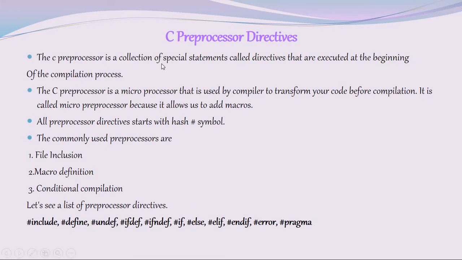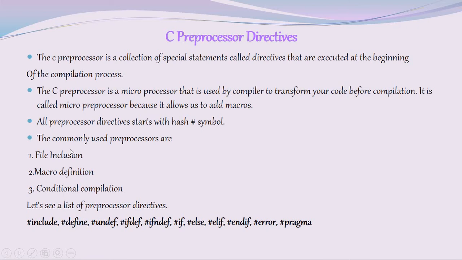The C preprocessor is a collection of special statements which are called directives, and they are executed at the beginning of the compilation process. The preprocessor directives are statements that will be executed at the time of the compilation itself. Every preprocessor directive that we use in our code will start with a hash symbol.